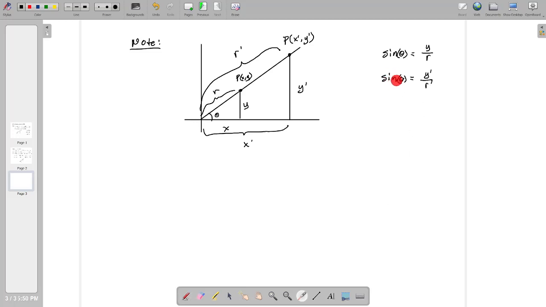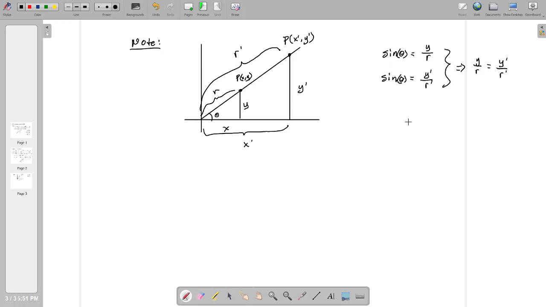Since sine is a well-defined function, it has exactly one output for some angle theta. Now, this angle theta didn't change. It's the same angle for this big triangle and the small triangle. So sine theta here and sine theta here are exactly the same number. So what that means then is that y over r is equal to y prime divided by r prime.